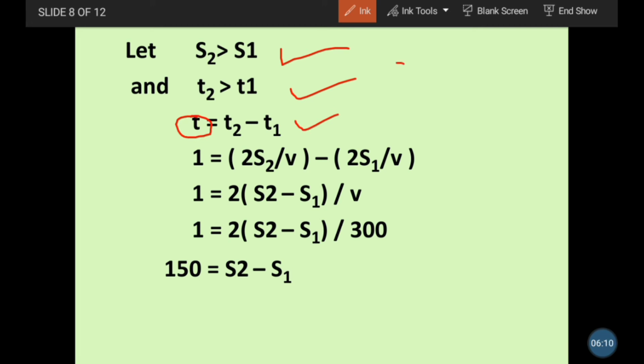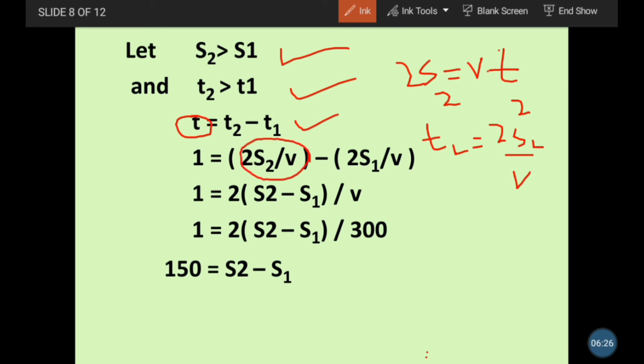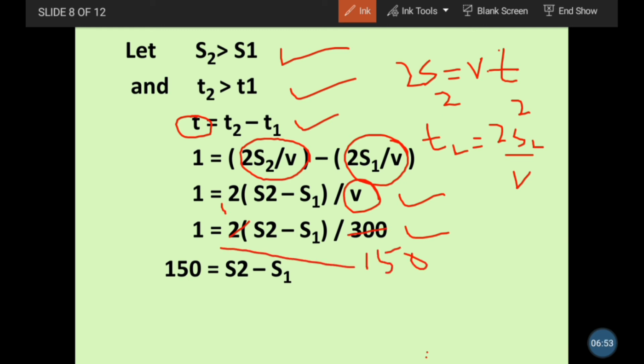According to the formula of echo, 2s = Vt. So 2S2 = VT2, and T2 = 2S2 upon V. We will write 2S2 upon V in place of T2 and 2S1 upon V in place of T1. We will take the LCM, which is V. So it becomes 1 = 2(S2 minus S1) upon V. We put the value of V, so 1 = 2(S2 minus S1) upon 300. By cross multiplication, 150 = S2 minus S1.